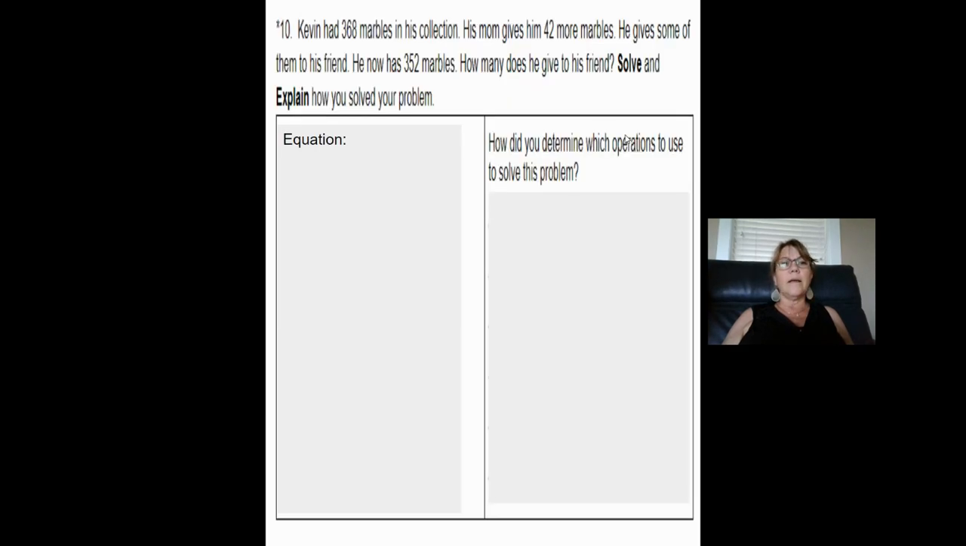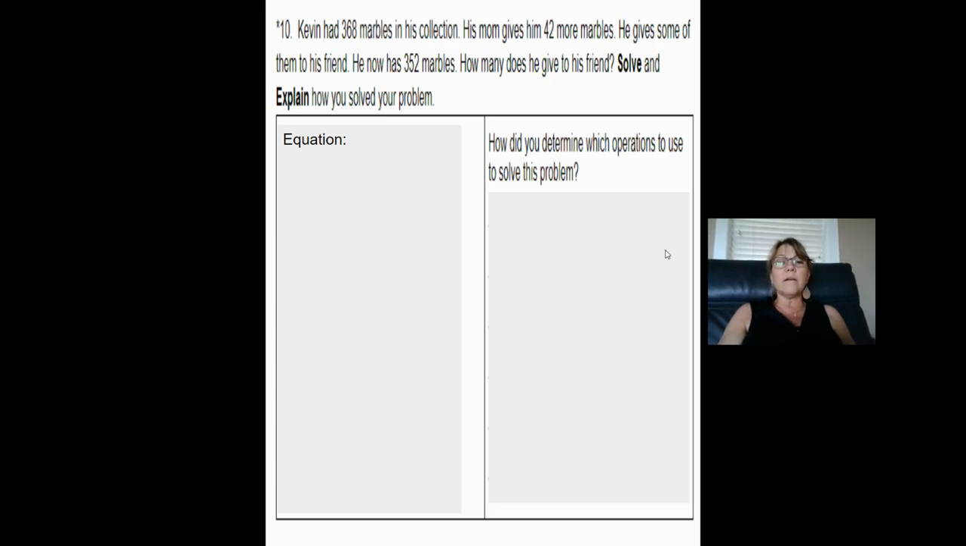All right. And then this problem, Kevin had 365 marbles in his collection. His mom gave him 42 more marbles. He gave some to his friend. He now has 352 marbles. How many does he give to his friends? Solve and explain how you solved it. So put an equation or multiple equations if you need to. Show me how you solve that.